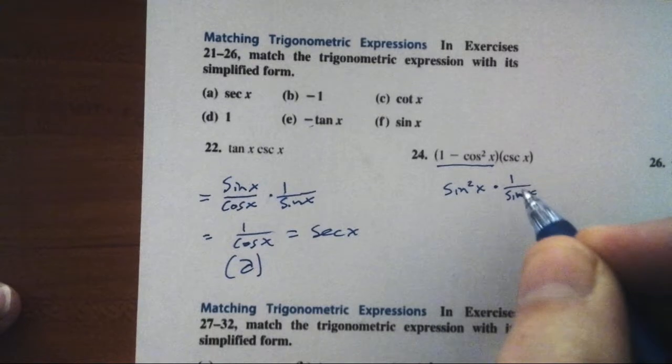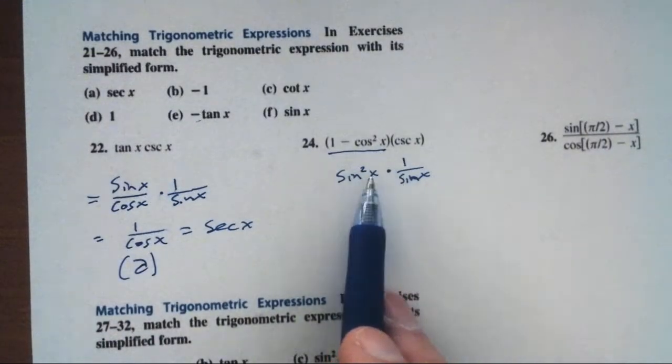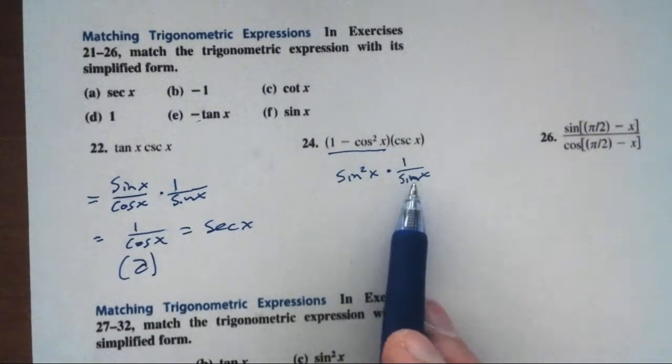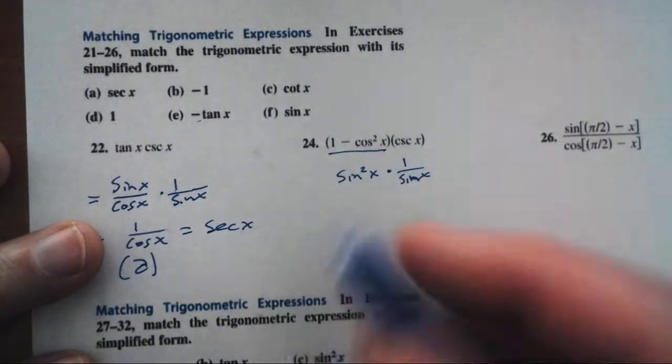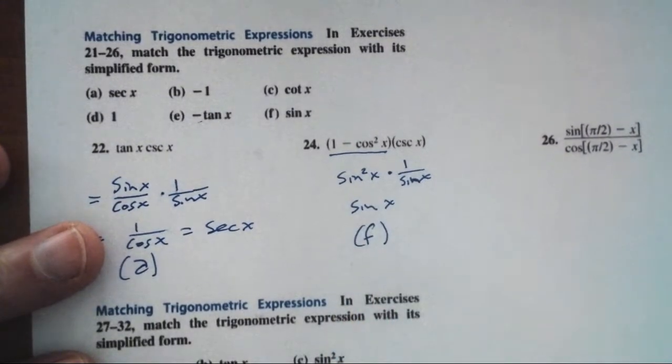One of the best things we can do, if we can get everything into just one trig function, then it's just plain old algebra, where we treat sine of x like a variable. So sine cancels a sine, we just get sine of x, and this is F.